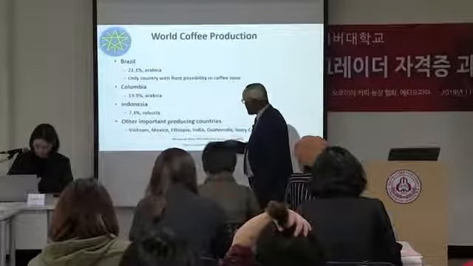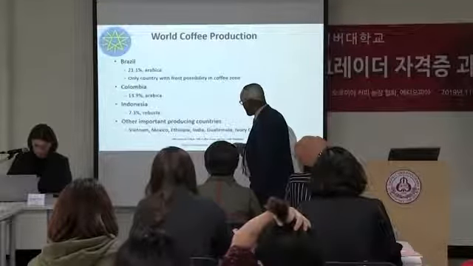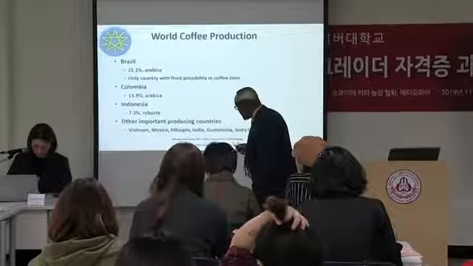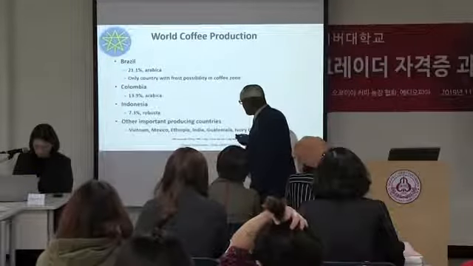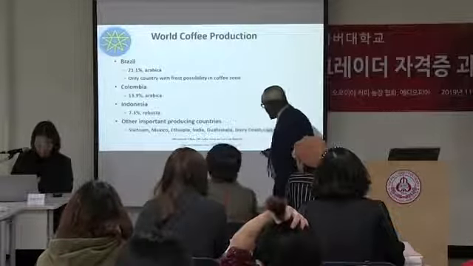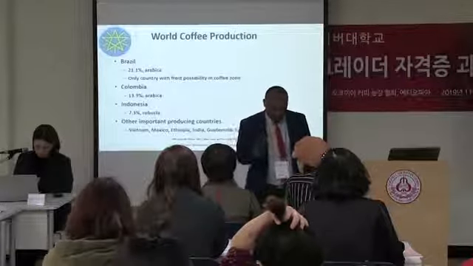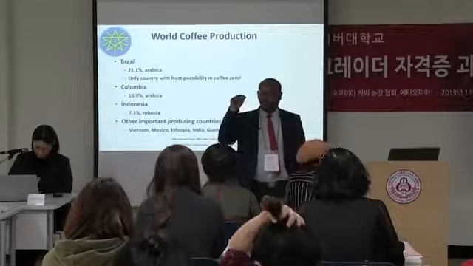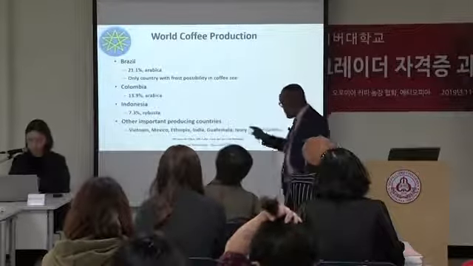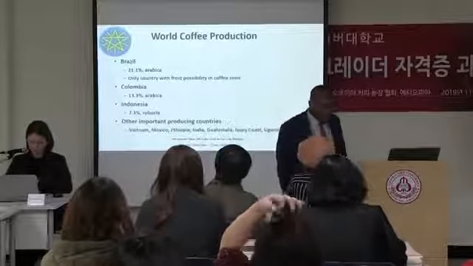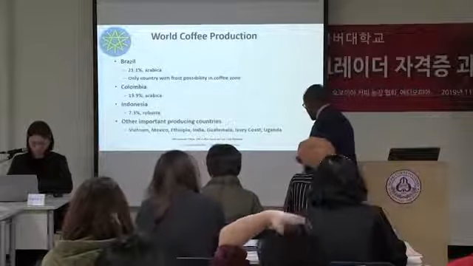Colombia's share is 13.9%. Indonesia's share is 7.3%. What is the Indonesian coffee? It is Robusta. You see, Colombia is Arabica coffee, Brazil is Arabica coffee. Ethiopia produces about 4.2% of the world coffee production. So generally, Ethiopia is sixth in the world, first in Africa, and the second African country is Uganda.